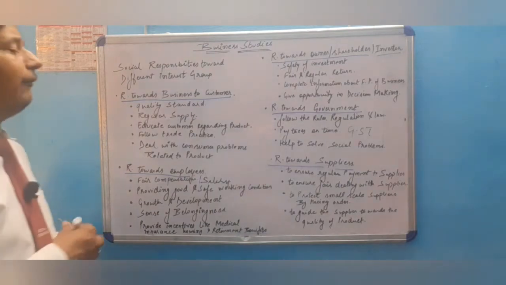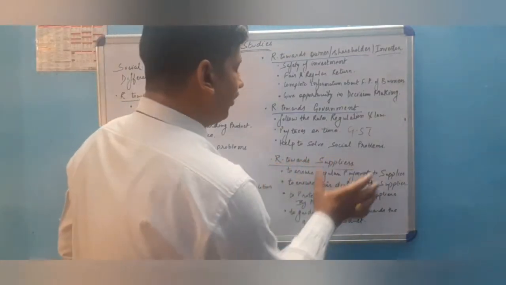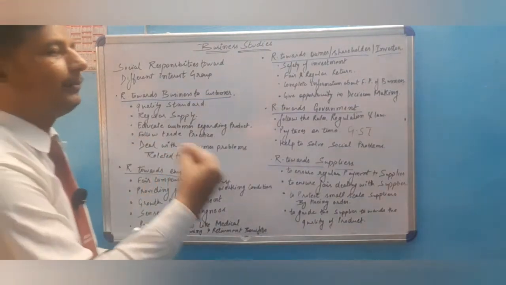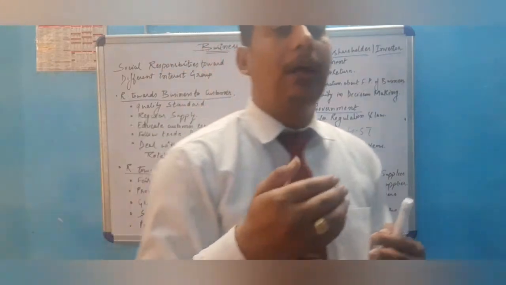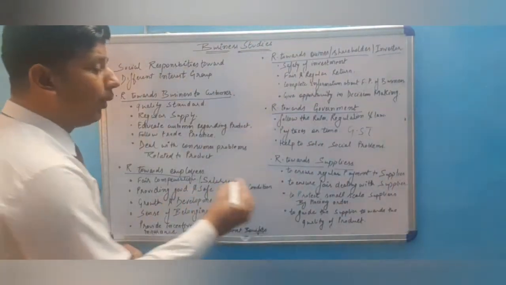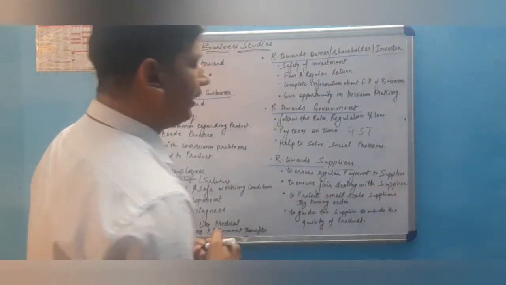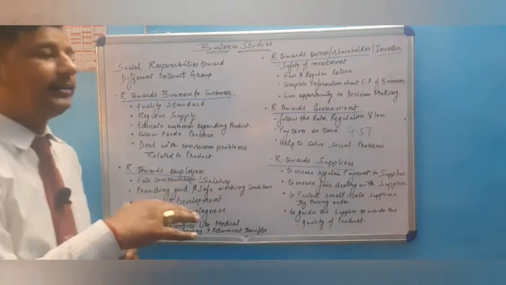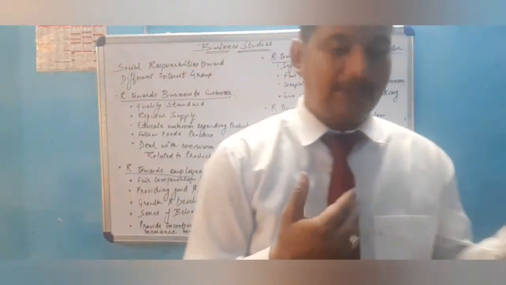Okay. Now we will talk about responsibilities towards suppliers. To ensure regular payments to the supplier, there should be regular payment to the supplier, so he or she will regulate their supply in a continuous form. To ensure a fair deal with the supplier, there should be a fair deal. They should not add hidden charges beyond what is mentioned in the transaction.